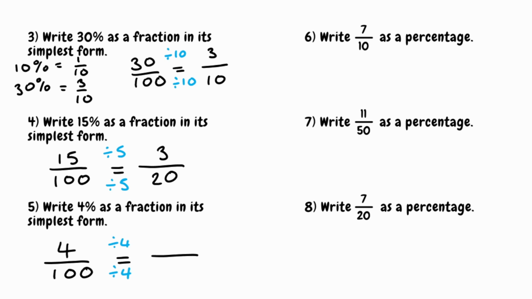So if we do 4 divided by 4, that's going to give us 1. And if we do 100 divided by 4, that's going to give us 25. So 4% as a fraction in its simplest form is 1/25.